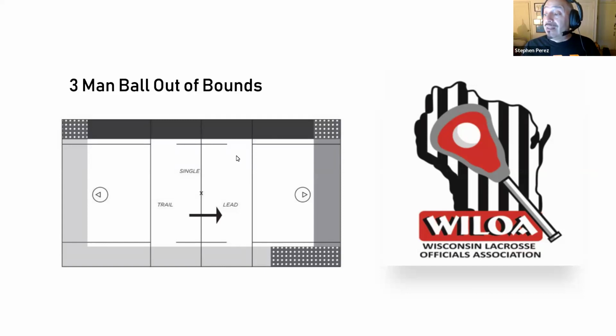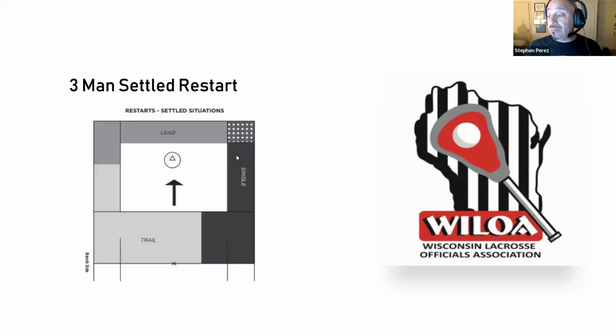And then we go to restarts. Settled restarts. The areas of contention are kind of like the lead and trail here. Discuss this pregame. Sometimes people will say, if I'm the lead, I will only take restarts behind the net. Others say, I will take anything below GLE. So find out what you want to do as a crew about who's going to handle that restart.